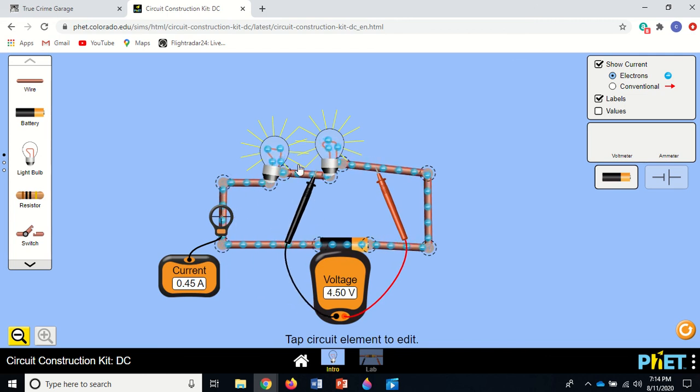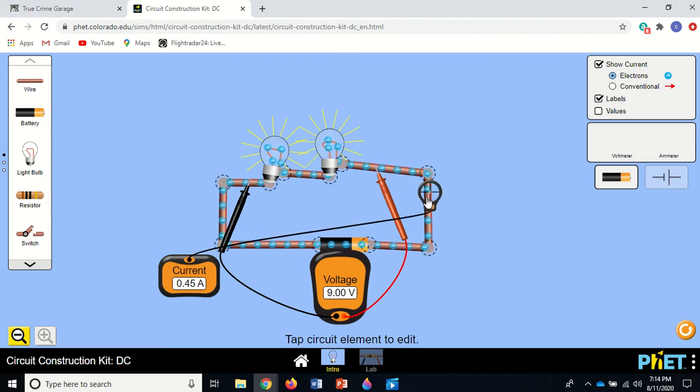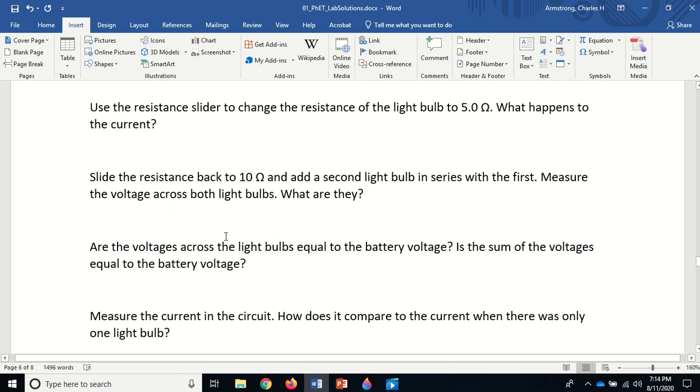So now they share the voltage. They sum up to the 9 volts. The current stays the same everywhere. It's a new current. It's not 0.9, it's 0.45, but it's going to be 0.45 everywhere. Now we measure the voltages. They're 4.5 volts and 4.5 volts.